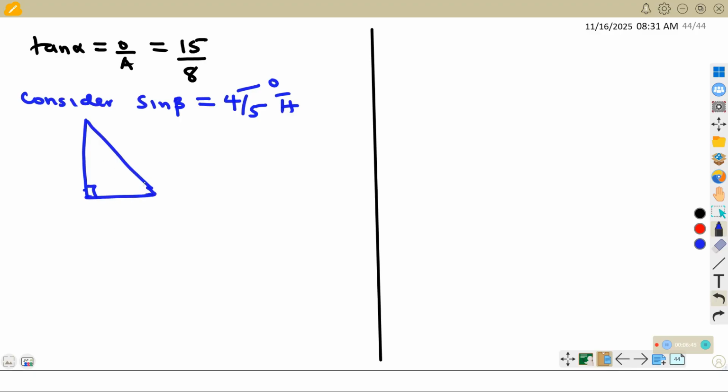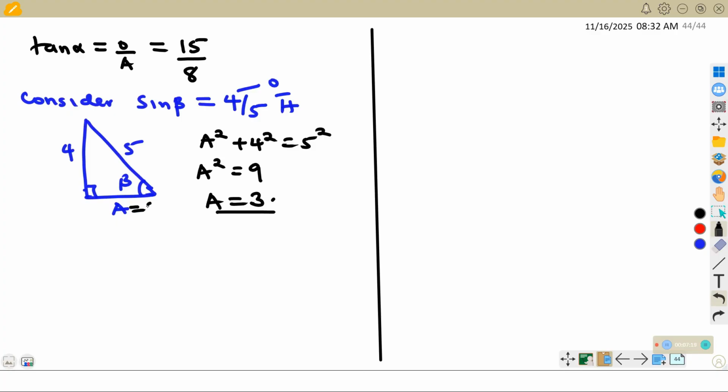So sine, if this is our angle beta, the opposite is 4 and the hypotenuse is 5. So we need the adjacent. We shall use the Pythagorean identity to get A. So A squared plus 4 squared is equal to 5 squared, and this gives us A squared as 5 squared minus 4 squared. So 5 squared minus 4 squared will give us 9, which means that our A is actually 3. So this is it, a 3.